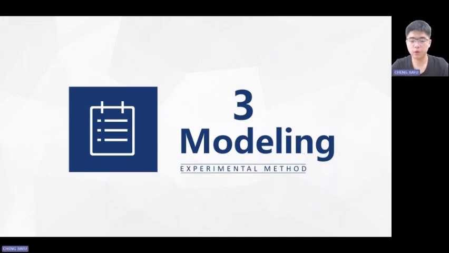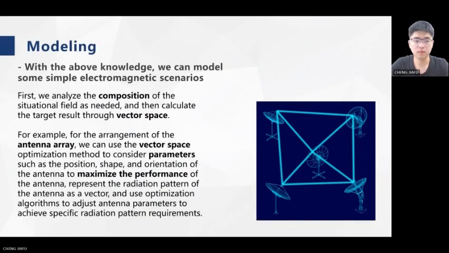Next, we're going to build several models using the theory we mentioned earlier. The first model, with the above knowledge, we can model some simple electromagnetic scenarios. First, we analyze the composition of the situational field as needed, and then calculate the target result through vector space, as shown on the right-hand side.